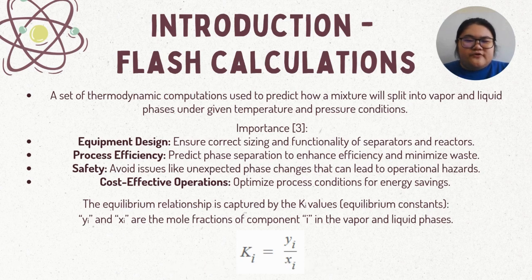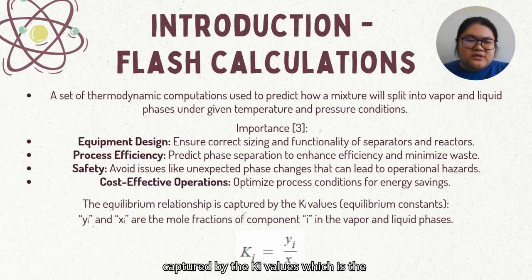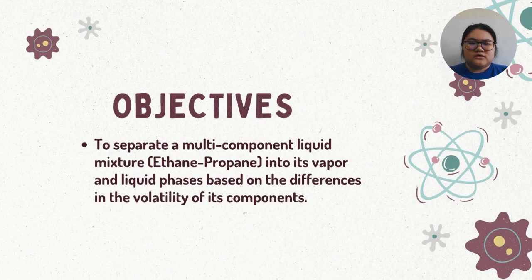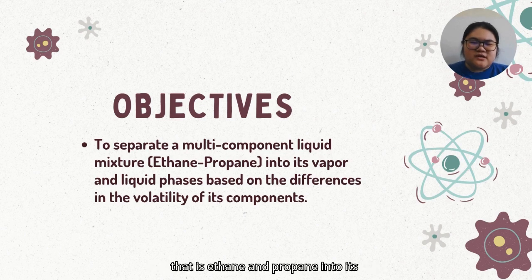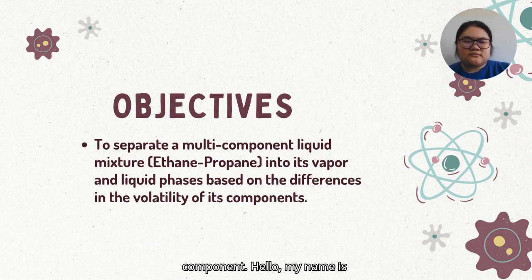The equation is shown in the slides, and the equilibrium relationship is captured by the Ki values, which are the equilibrium constants. The objective of our project is to separate a multi-component liquid mixture, that is ethane and propane, into its vapor and liquid phases based on the differences in the volatility of its components.